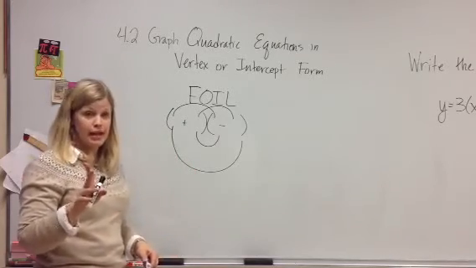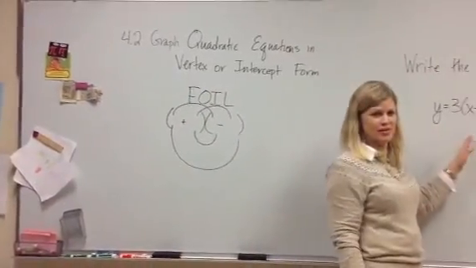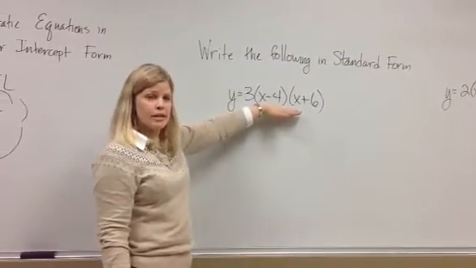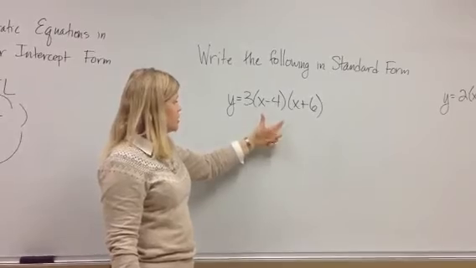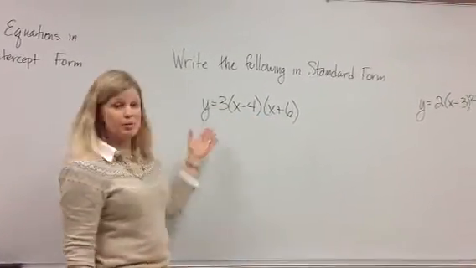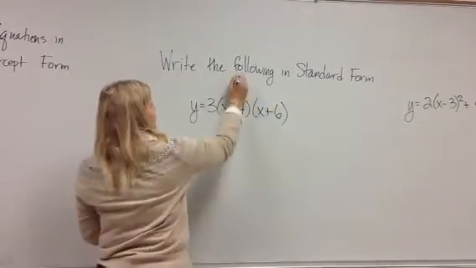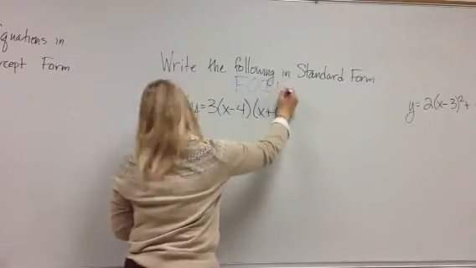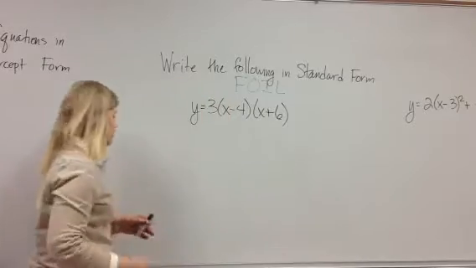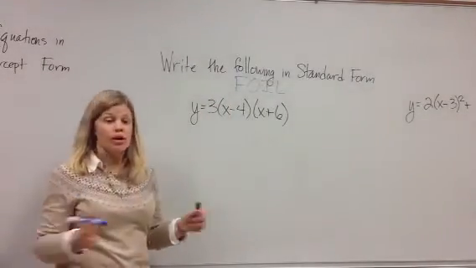So we have two examples that I want to do. Now, you might say, well, what does FOIL have to do with this? Well, notice, which form is this? Is this standard, Vertex, or Intercept? Oh yeah, this is the Intercept form. And sometimes we might want to get it into standard form. And to do that, here's your big hint. We are going to FOIL. Okay, let's throw that bad marker out. So we're going to FOIL first.